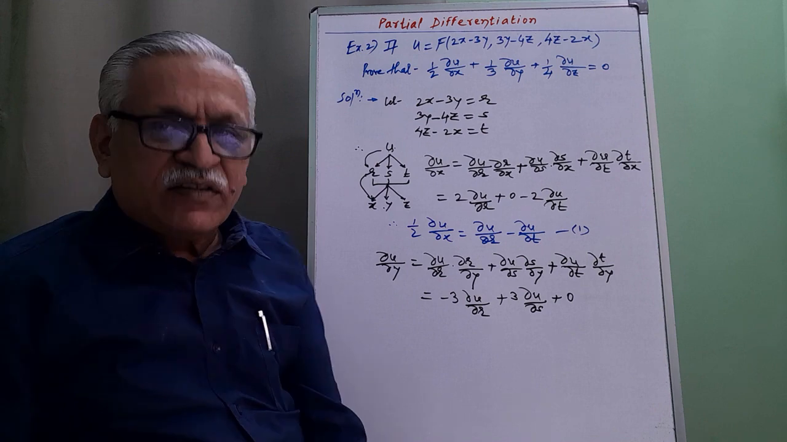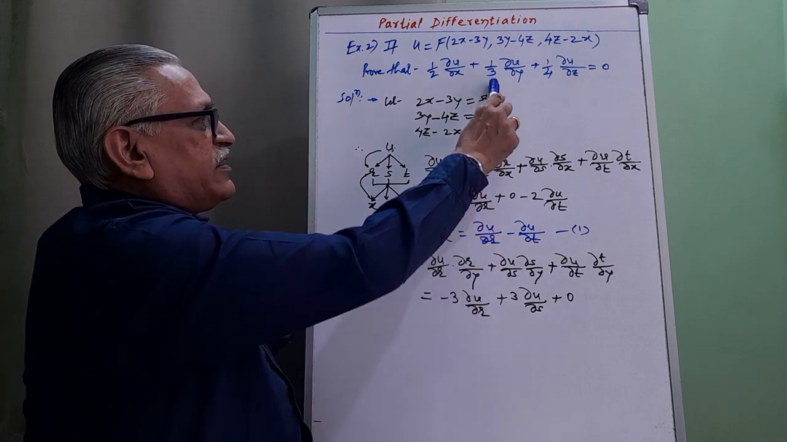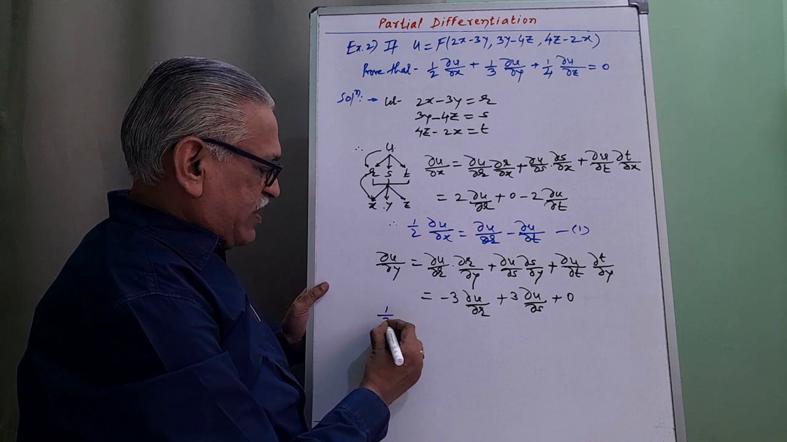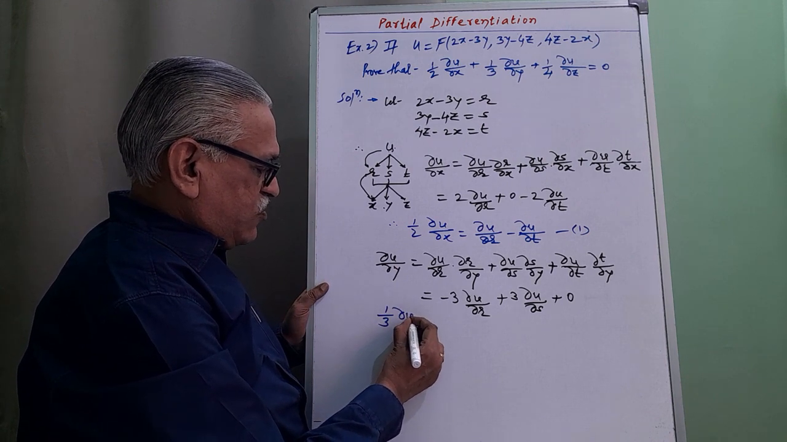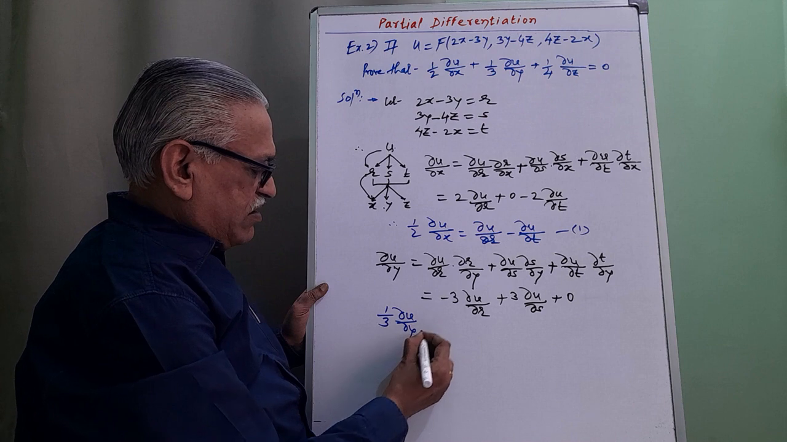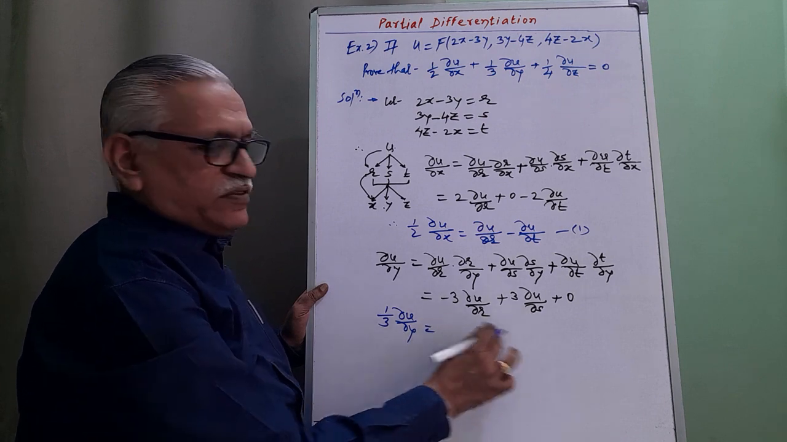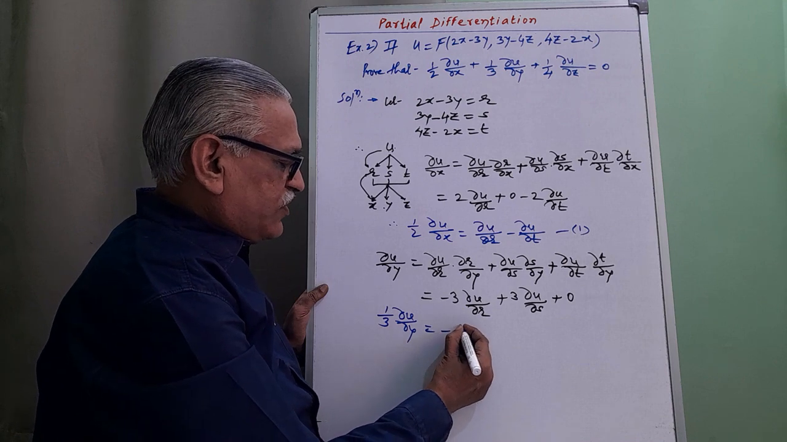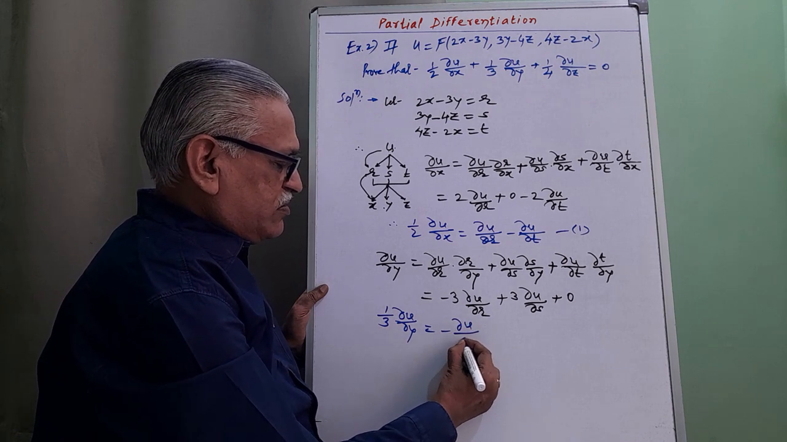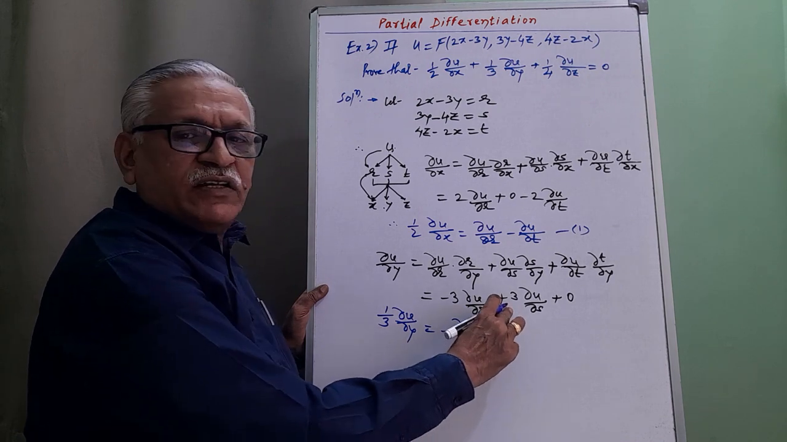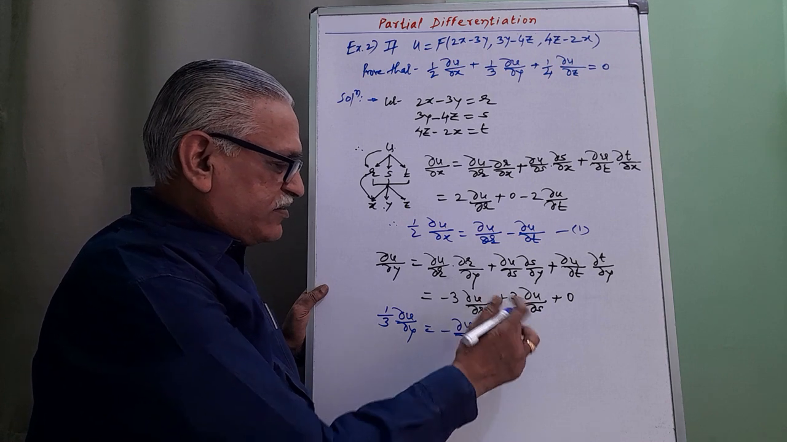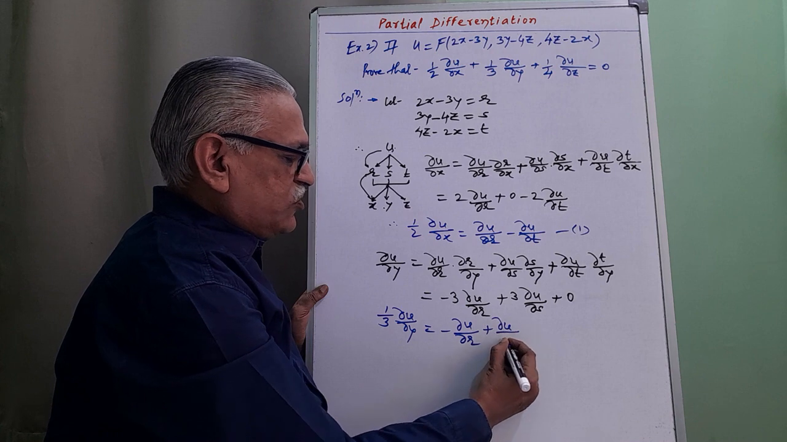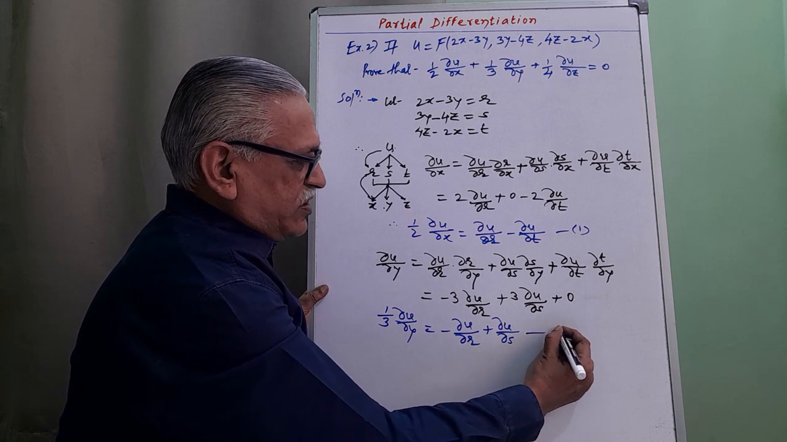Then multiplying that result by 1 by 3, we get the new term 1 by 3 dou u by dou y is equal to 1 by 3 of this. In 1 by 3 into minus 3, the 3 gets cancelled, we get the first term as minus dou u by dou r. 1 by 3 into 3 again gets cancelled, we get plus dou u by dou s. We call this equation 2.